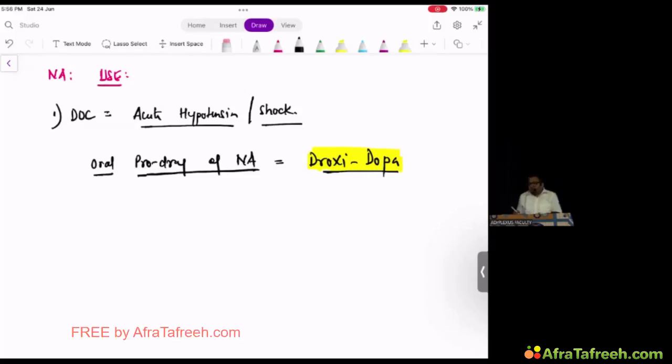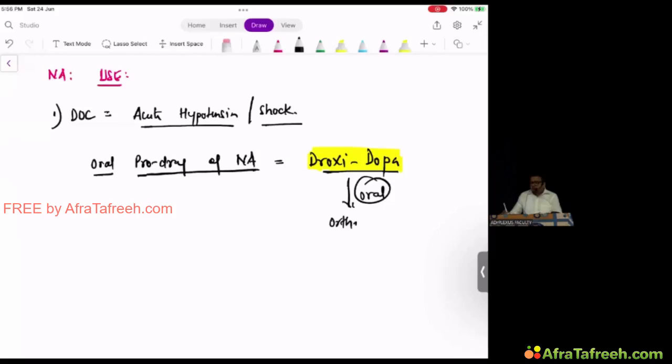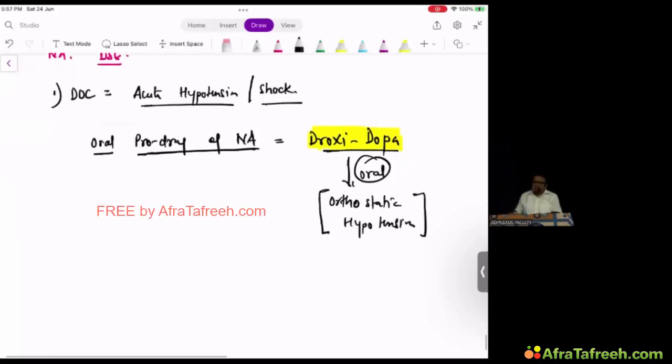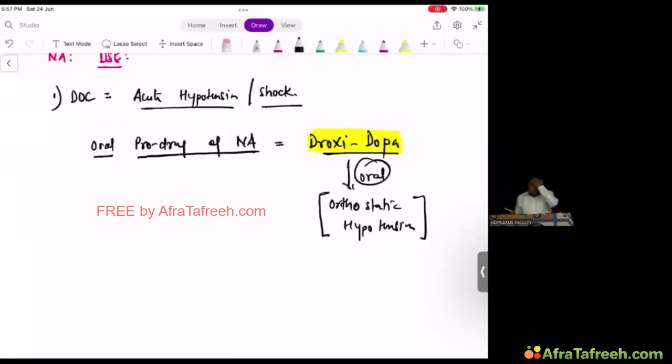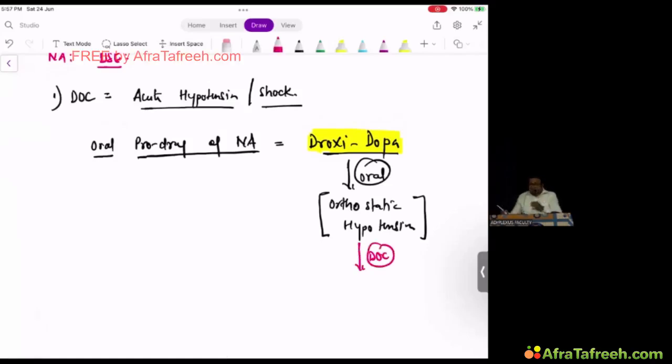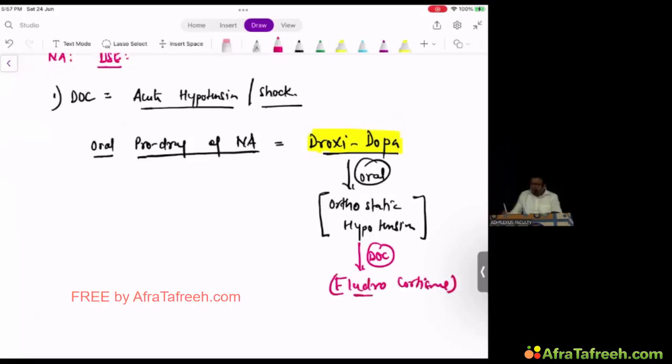So, NA uses, I have told you, droxidopa can be given orally for the treatment of what we call orthostatic hypotension. Orthostatic hypotension is hypotension on standing. Which drug can be used? Droxidopa. But if you are asked what is the drug of choice for orthostatic hypotension, then droxidopa is not the answer. The answer is a mineralocorticoid called fludrocortisone. Fludrocortisone is the drug of choice.